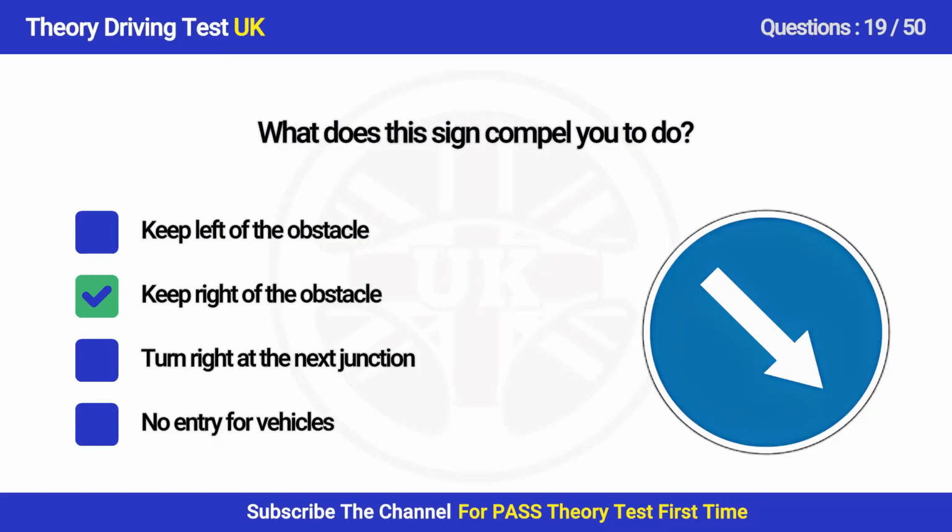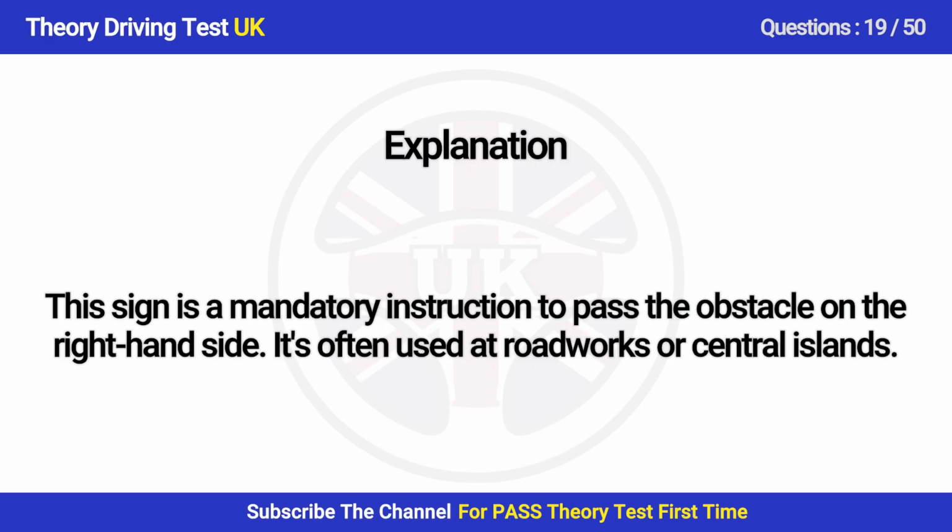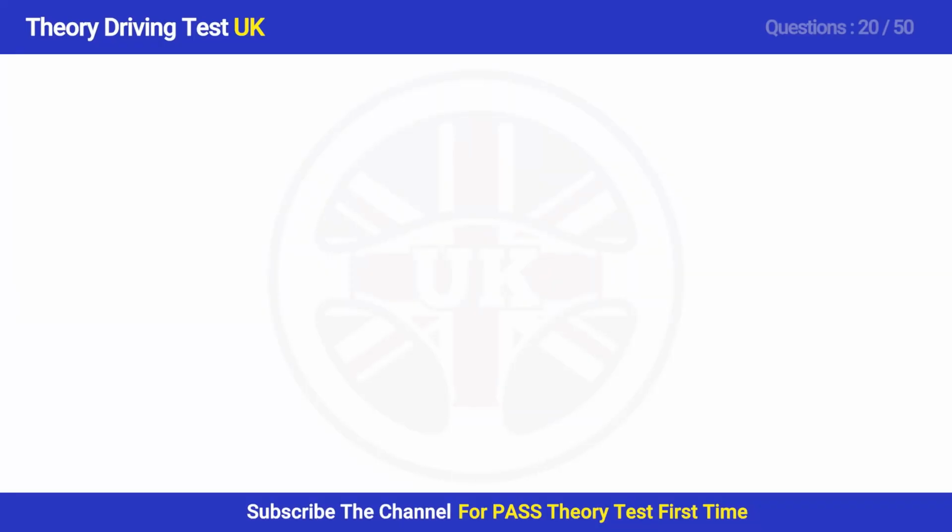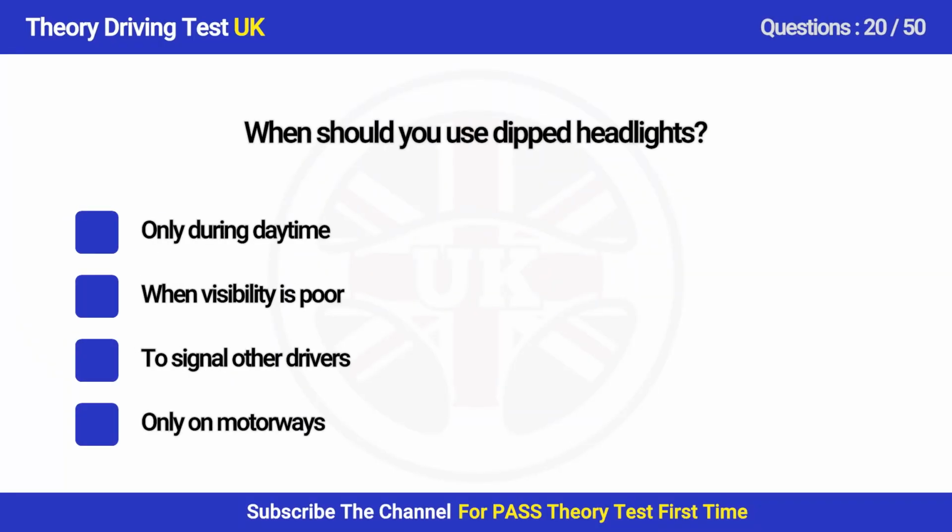Answer is B. Keep right of the obstacle. This sign is a mandatory instruction to pass the obstacle on the side. It's often used at roadworks or central islands. Question 20. When should you use dipped headlights?